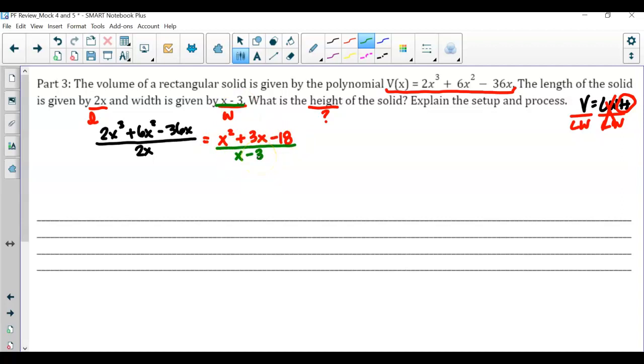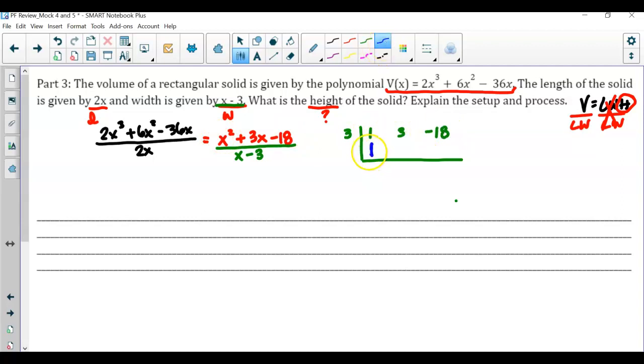So I need to divide by both the length and the width, right? So according to our formula here. Now, because that x is by itself and we've got x minus 3, the coefficient and exponent are 1, we can use synthetic division. I'm going to change my negative 3 value here to positive 3. Now set up the coefficients. Do we need a 0? No. So I have 1, then 3, and negative 18.